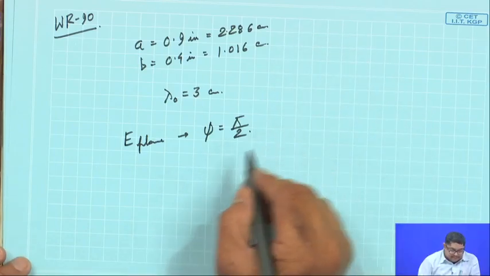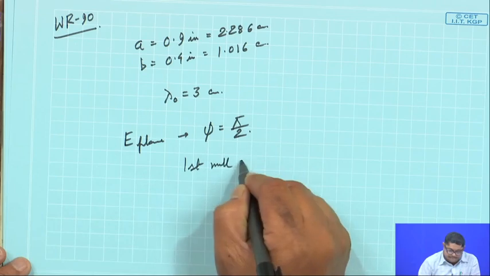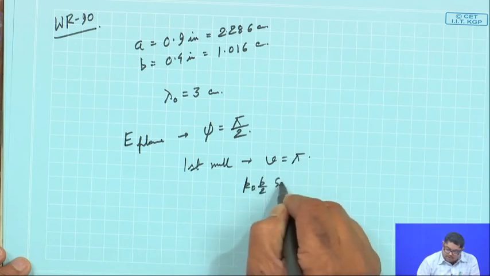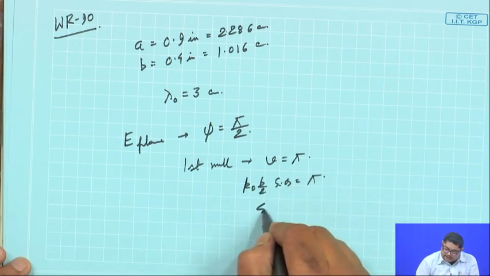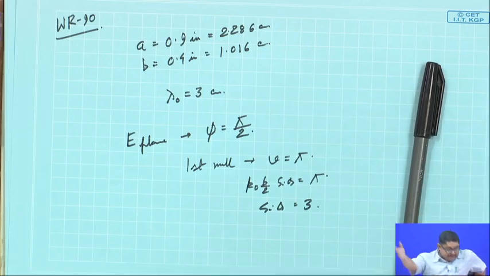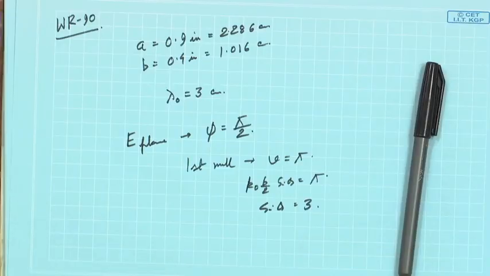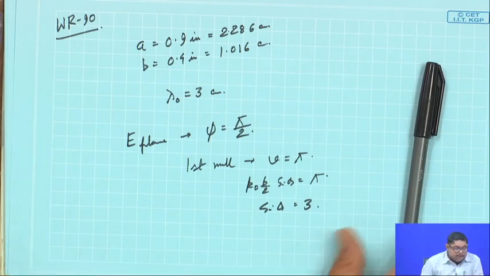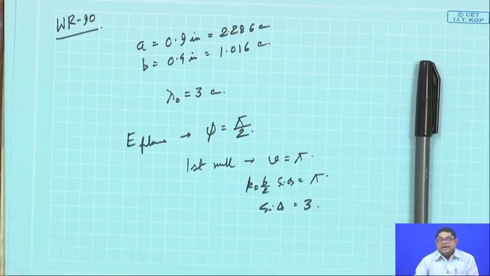So, there the first null occurs at v is equal to pi. V's value you put, k naught b by 2 sin theta is equal to pi. So, sin theta, if you put all these values, will come to be 3. What does that mean? That theta is in the invisible zone. Sin theta is greater than 1, that means in the E plane we do not have a null. You will have to go beyond that, but that is physically not possible. So, you will have to say that the null is not there. When b is too small for a null to occur in visible space, beam width is undefined here.